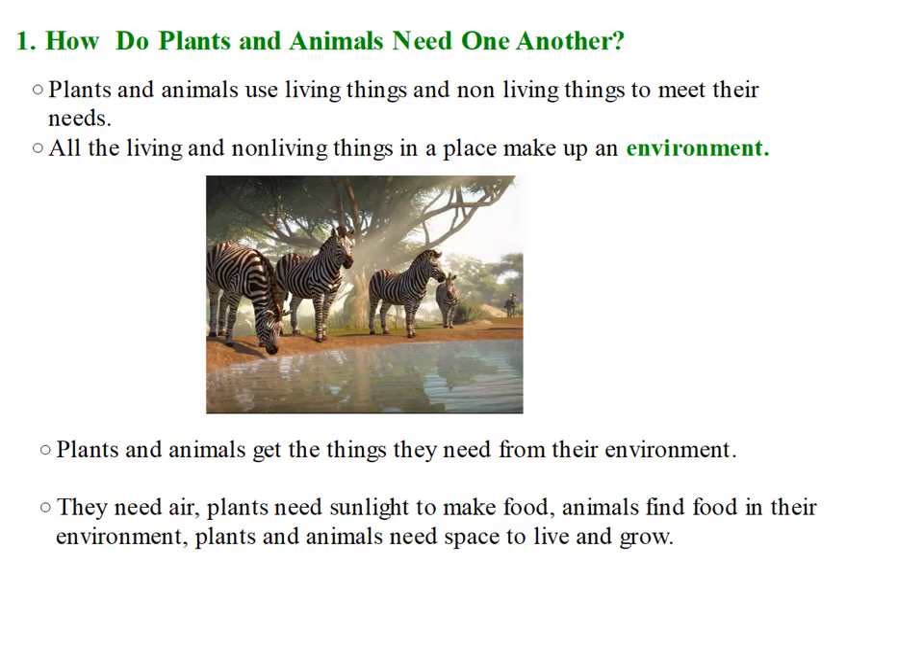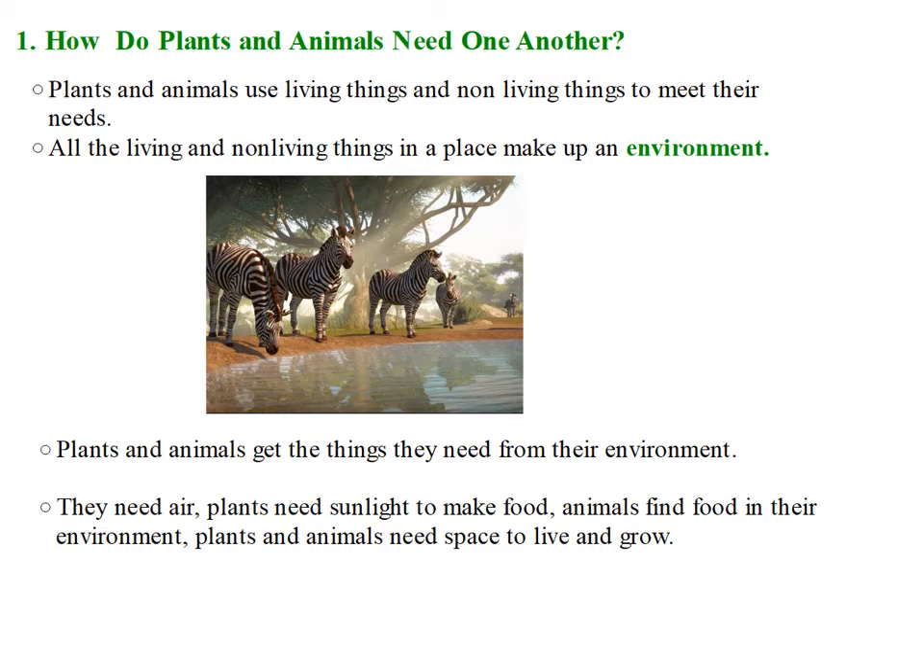First of all, let's start by learning what an environment is and see how plants and animals need one another. Plants and animals use living things and non-living things to meet their needs. All the living and non-living things in a place make up an environment. So people, animals, plants, and objects are all parts of an environment. Plants and animals get the things they need from their environment.